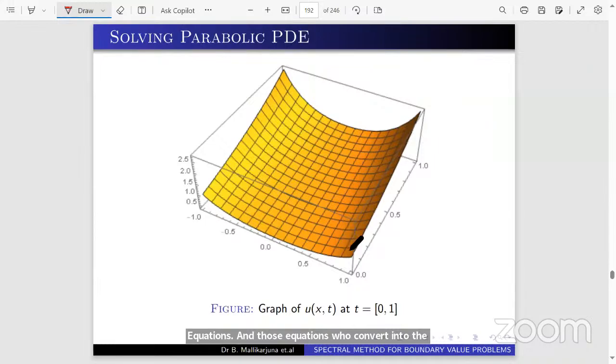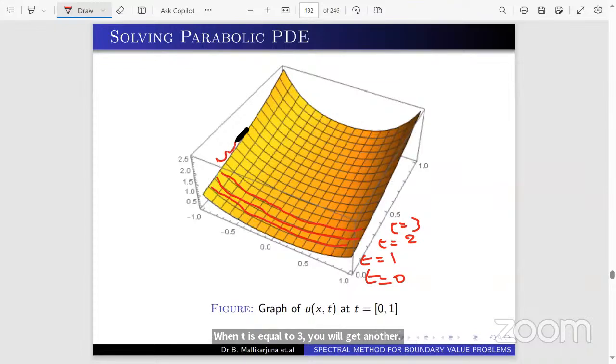And here, first you observe, this is when t is 0. It is already given in the problem. This is at t equal to 1. You will get this solution. When t is equal to 2, you will get another solution. When t is equal to 3, you will get another solution. When t is equal to 4, 5, 6, and so on.